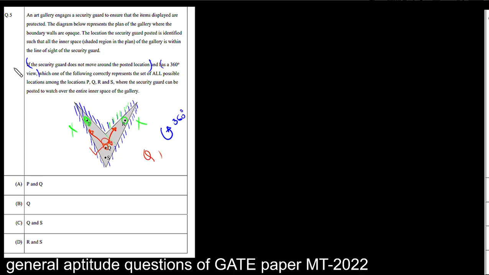In the same way, S is also one of the locations where we can engage the security guard, because this side is again directly in view of the security guard, and again here the security guard is going to turn 360 degrees, so he can also see what is happening in this lower corner of this gallery. So we can say Q and S are the two locations where we can put our security guard to ensure that the whole gallery is in the sight of this security guard. So option C is the correct one. This question was asked for 2 marks.